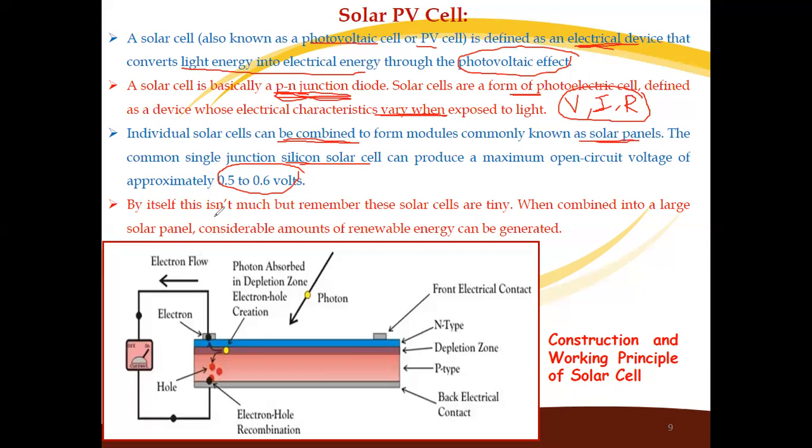But remember, a solar cell is a tiny part, because it gives a small voltage of 0.5 to 0.6 volt. So when we combine them into a large solar panel, a considerable amount of renewable energy can be generated using these solar cells. A single solar cell is a small part, so we use a combination of these solar cells, combined into a large solar panel, and from that solar panel we get a considerably large amount of renewable energy.